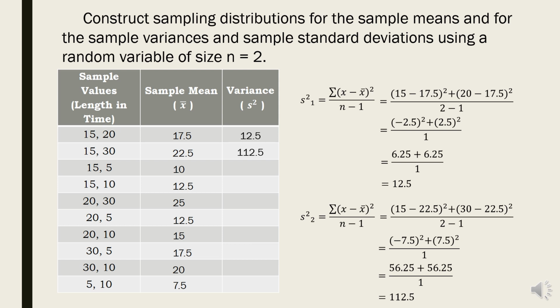Let us now reveal the variance of the third to the last set. The third is 50, fourth is 12.5, fifth is 50, sixth is 112.5, seventh is 50, eighth is 312.5, ninth is 200, and 10th is 12.5. These are the sample variances of the given sample values.